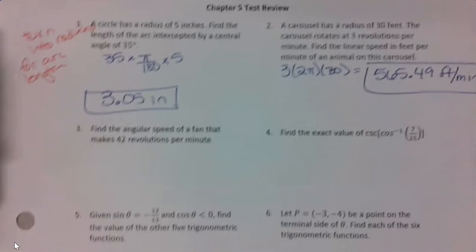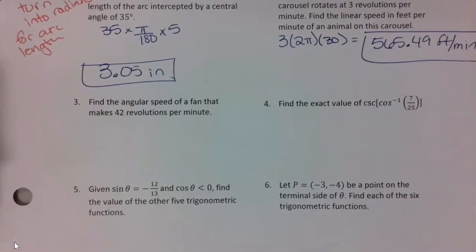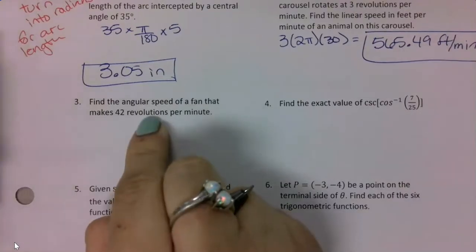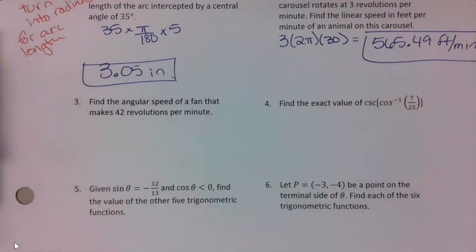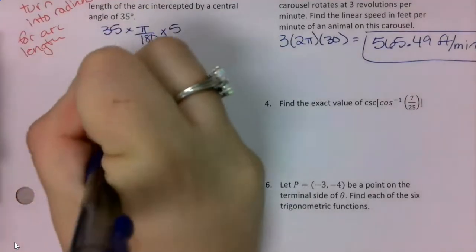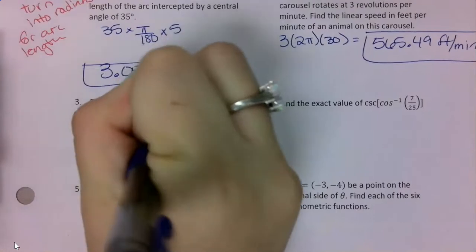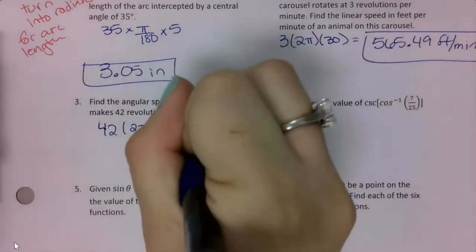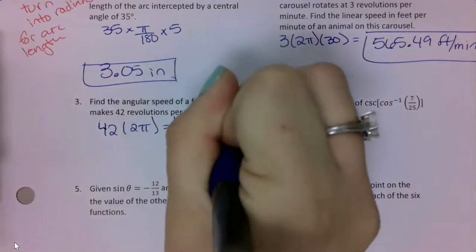Number 3 wants me to find the angular speed of a fan that makes 42 revolutions per minute. When I'm finding angular speed, all I do is I take my rotations or revolutions, and I multiply by 2 pi. So here, I'm going to do 42 times 2 pi. And then this one I can leave in pi, so it's going to give me 84 pi for my final answer.